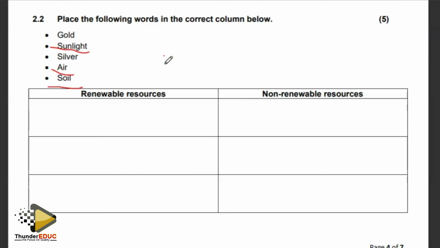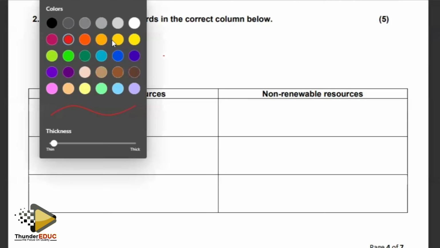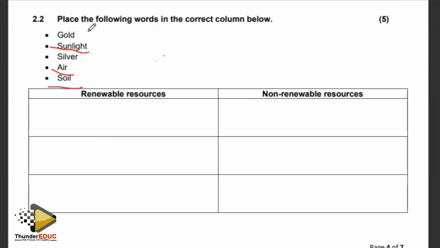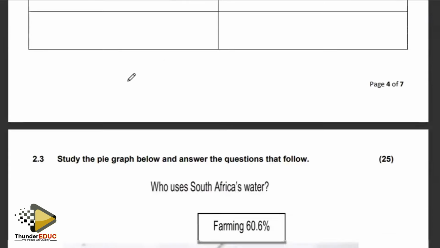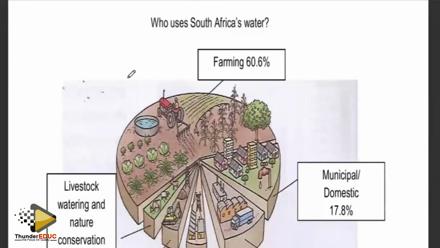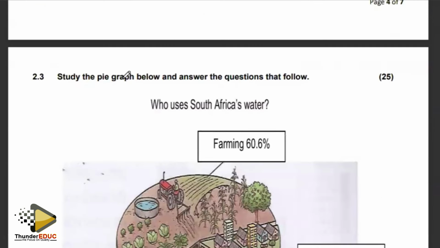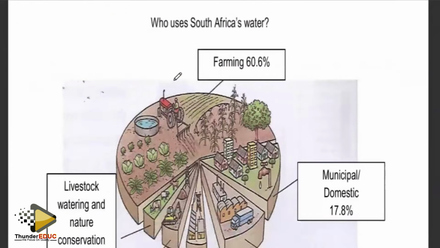Then non-renewable, I'll color it another color, which is yellow. Those are the ones that, the moment they are used, it takes a million years to grow again. We have gold and we also have silver. These are also minerals. Then we have to study the pie chart graph below and answer the questions.